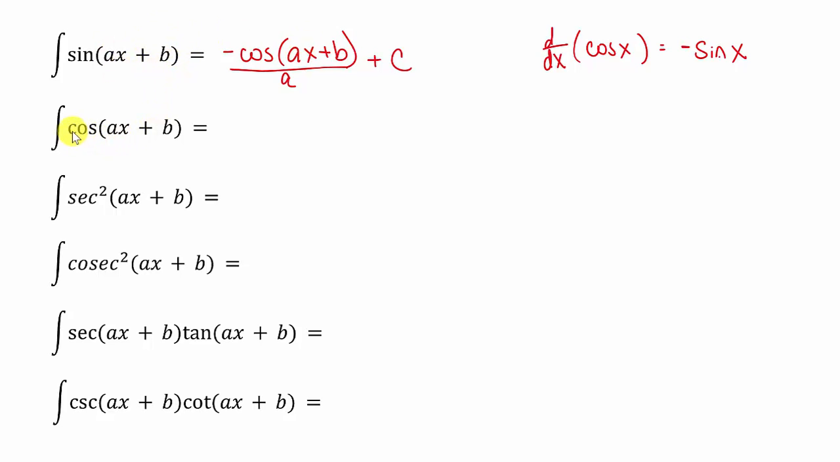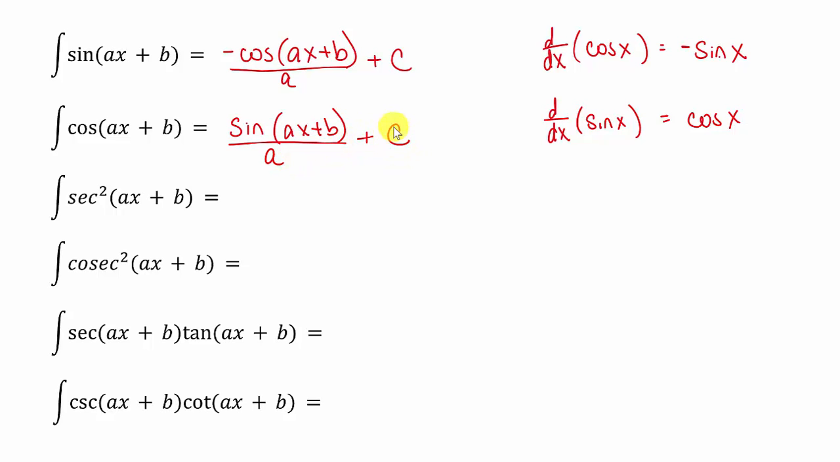Okay, so let's look at cosine. The integral of cosine, we're going to ask ourselves, what can I take the derivative of that gives me cosine? And so the derivative of sine is cosine. Therefore, the integral of cosine must be sine. And so I'm going to have sine of ax plus b. Again, I have to divide by the number in front of x here, so a on the bottom plus c. And you can do that same process with all of these.